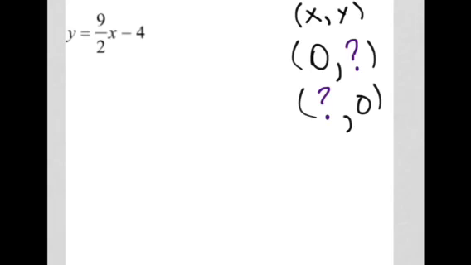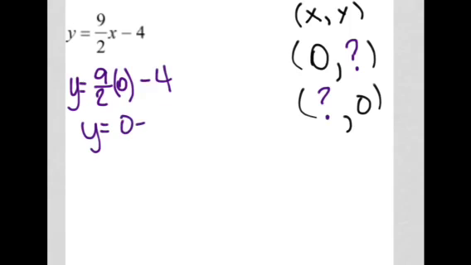I want to find my y-intercept first, so I'm going to fill in 0 for x. So I'm looking for y, 9 over 2, and instead of x, I'm going to put in 0, minus 4. 9 halves times 0. Well, I know that any number times 0 is going to be 0. So I end up with y equals 0 minus 4. And 0 minus 4, y is going to be negative 4. So over here on my first one, I'm going to erase my question mark, and I'm going to write in negative 4, because I know when x is 0, y will be negative 4.